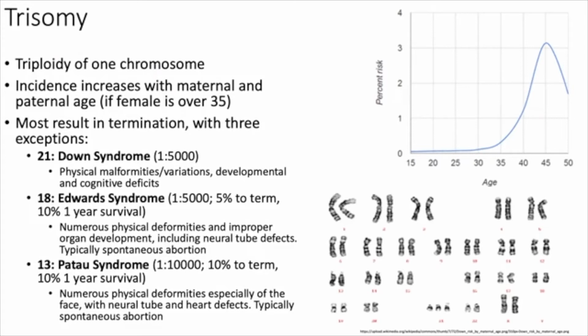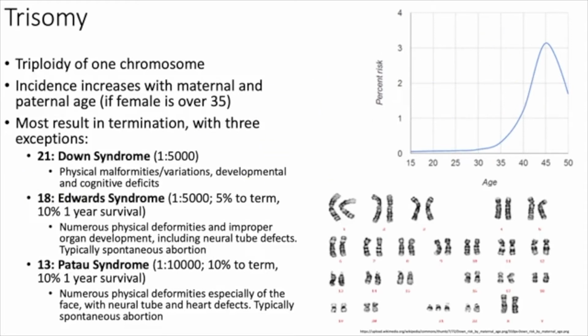Now, the incidence increases with maternal age. That's the strongest correlate, but it can also increase with paternal age if the mom is over 35. So there's some double correlation if the dad is also older, which can explain why there's such drastically increased risk. This is age and the risk as a percentage of having a Down syndrome child, or any kind of trisomy child. We just usually refer to this as being Down syndrome.